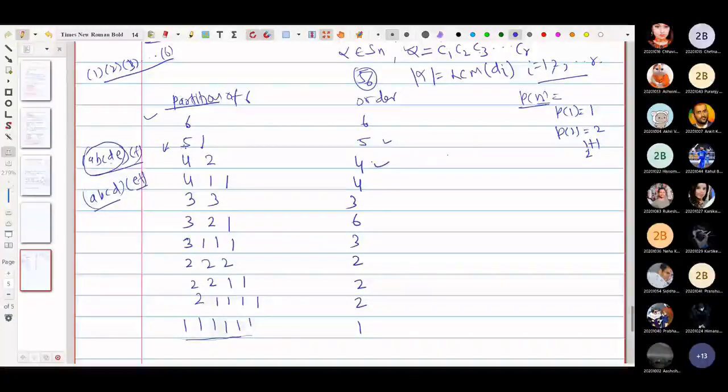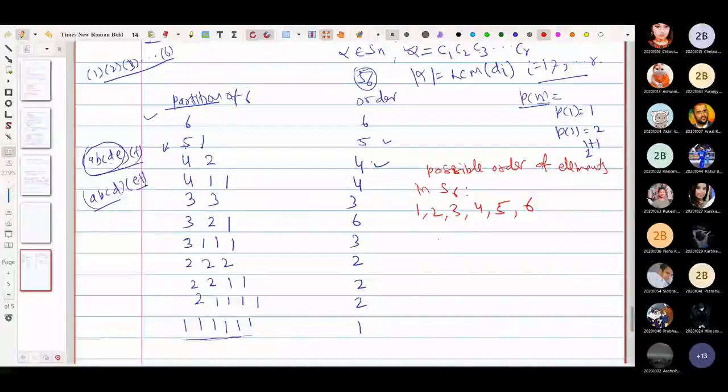Fine. So the possible orders of elements in S6 are 1, 2, 3, 4, 5 and 6. These are the possible orders of elements in S6.